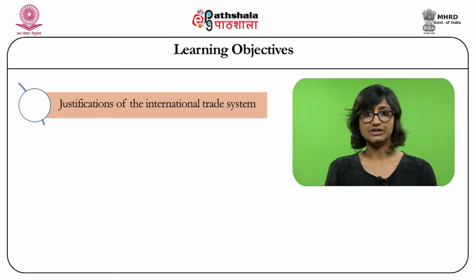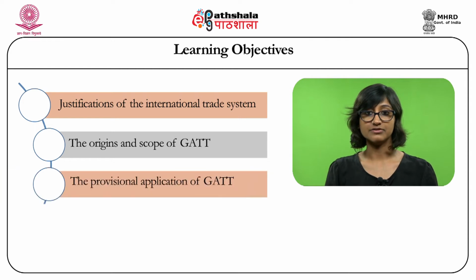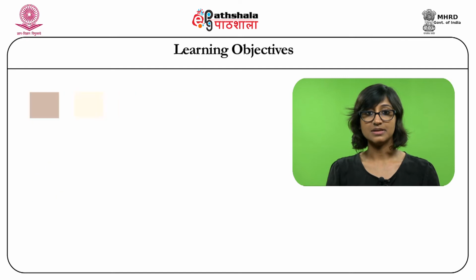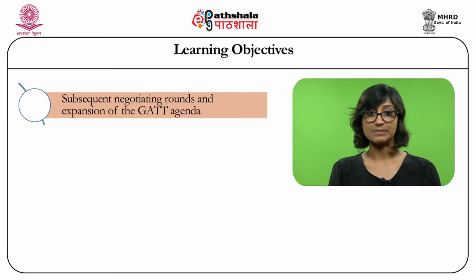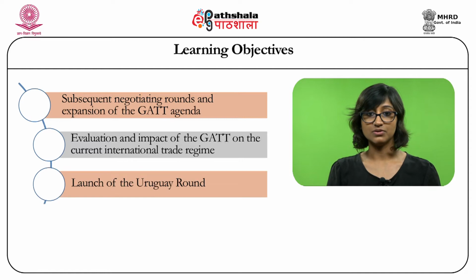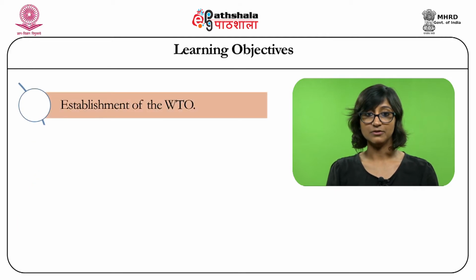Justifications of the International Trade System, the origins and scope of GATT, the provisional application of GATT, the guiding principles of GATT, subsequent negotiating rounds and expansion of the GATT agenda, evaluation and impact of the GATT on the current international trade regime, launch of the Uruguay round, negotiating areas and stances in the Uruguay round, and establishment of the WTO.